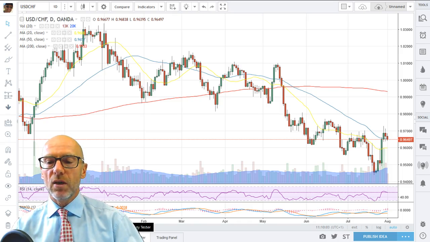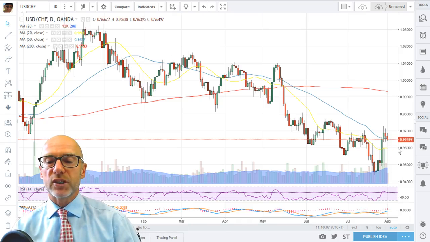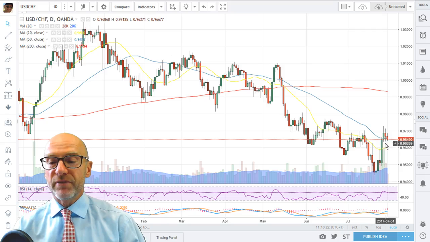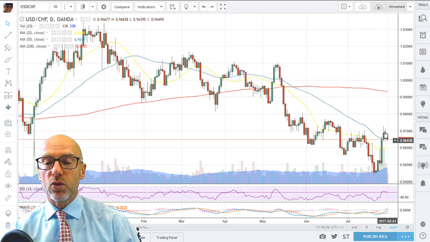So here we are on the daily, and as usual, each candle represents 1 day's trade. And you can see that we've bounced up from the low levels that were reached last week, and we're now up to a resistance level, which is because of the 50-day moving average. That's moving down and is causing this consolidation.